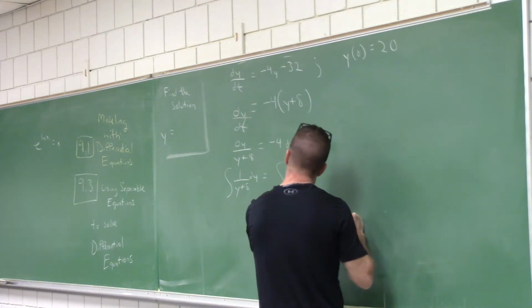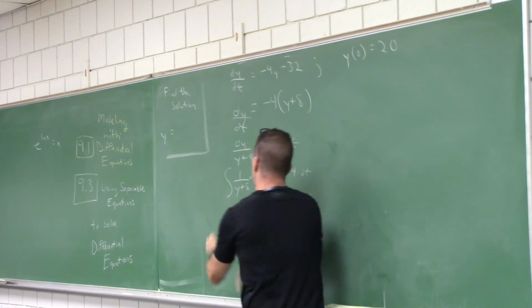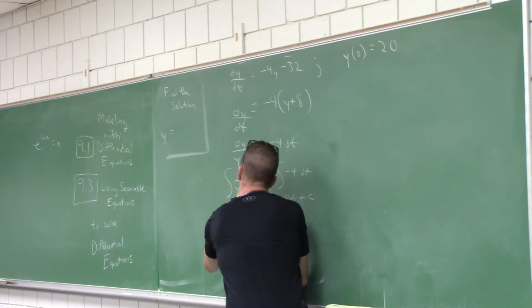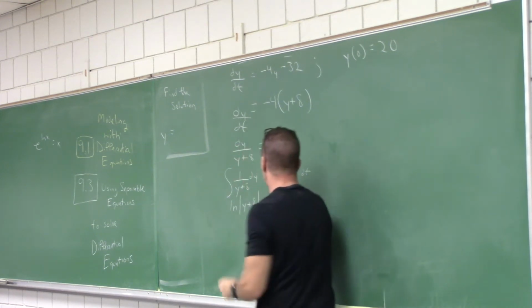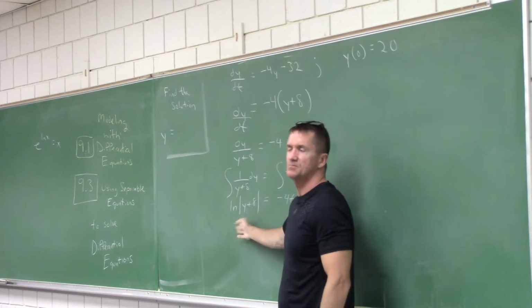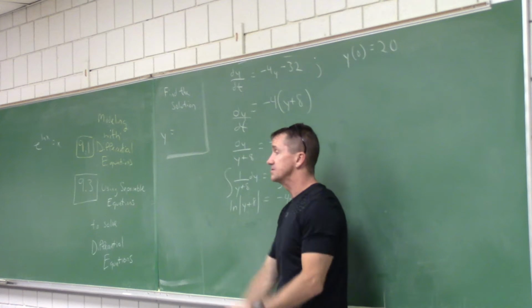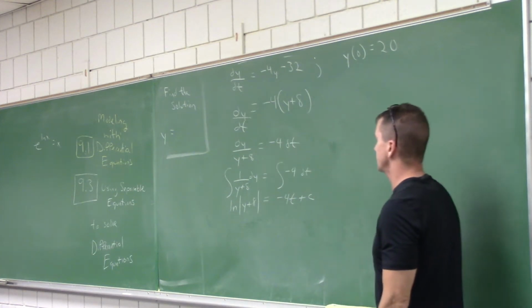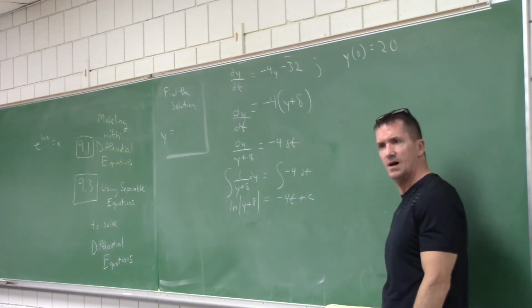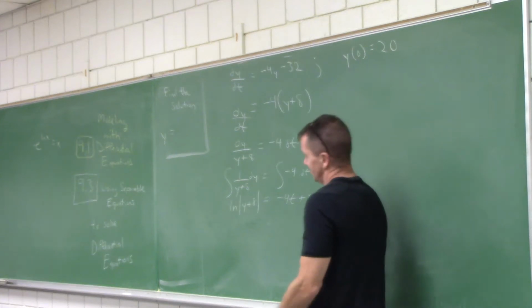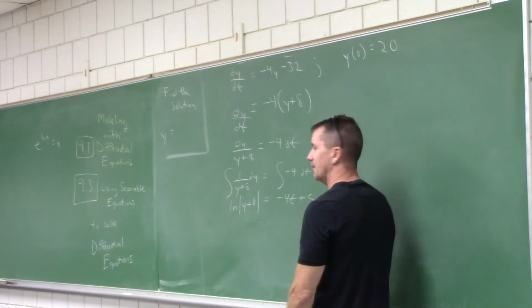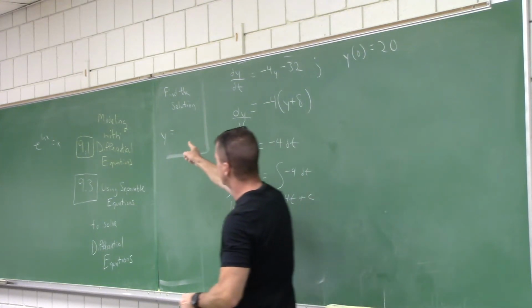All right. This is natural log of y plus 8 equals negative 4t plus c. See, everyone, I didn't have to do a u sub. That's my point. But you could have. You get the same answer. It's totally fine. If I can avoid a u sub or integration by parts or something, I will. Now, I'm in that same dilemma. I'm trying to get y.